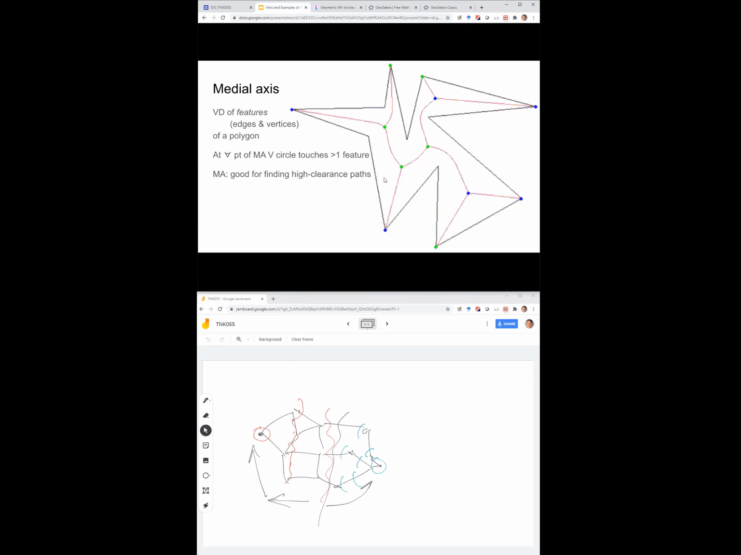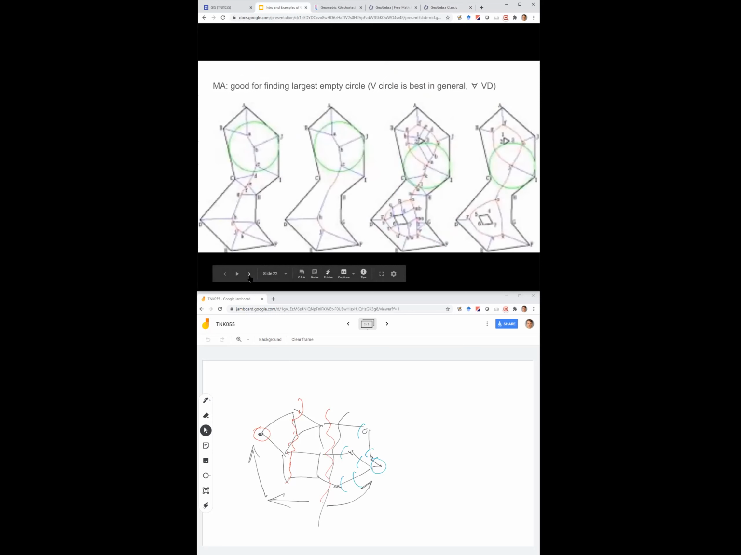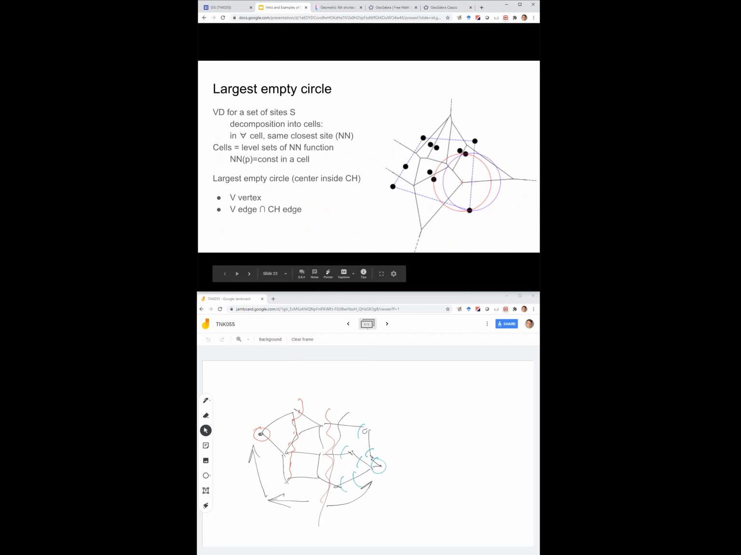So yes, high clearance paths is one thing. If you want to find the largest empty circle inside a polygon, then you want to check the Voronoi vertices or the medial axis vertices, because these are the places where you are as far as possible from the sides, from the features that define the Voronoi diagram.